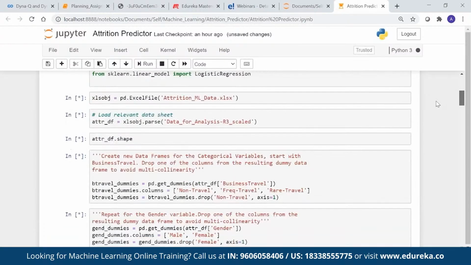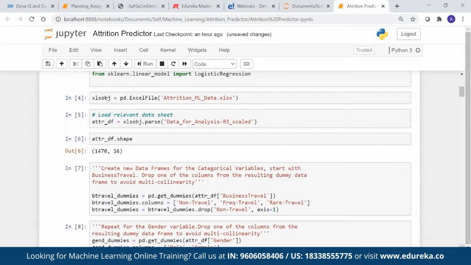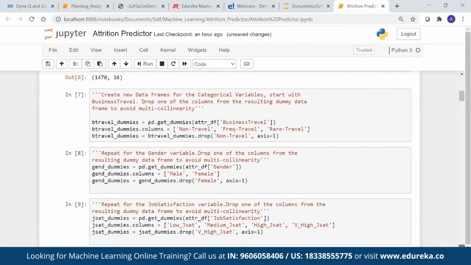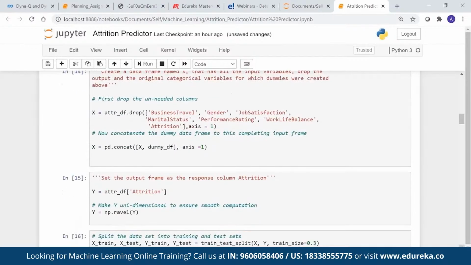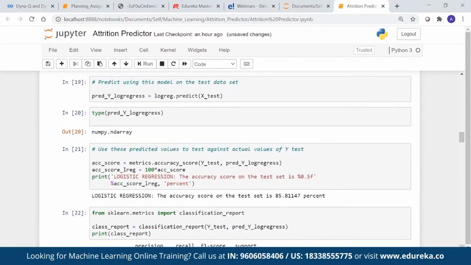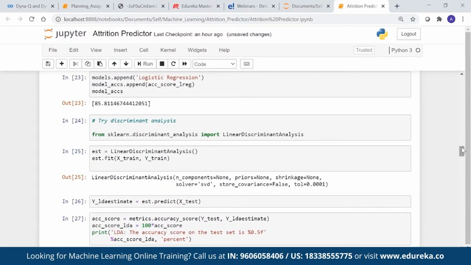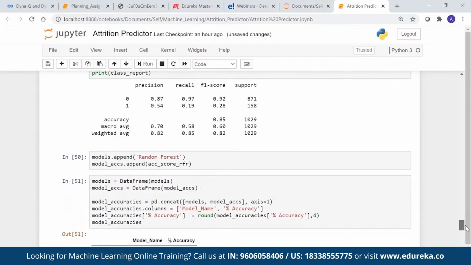It started running. Reading the data will take a few seconds. Yes, after reading the data, the rest is very, very fast. And what we have done is at the end, I have put a table together. That is to make a comparison. So this is the table.